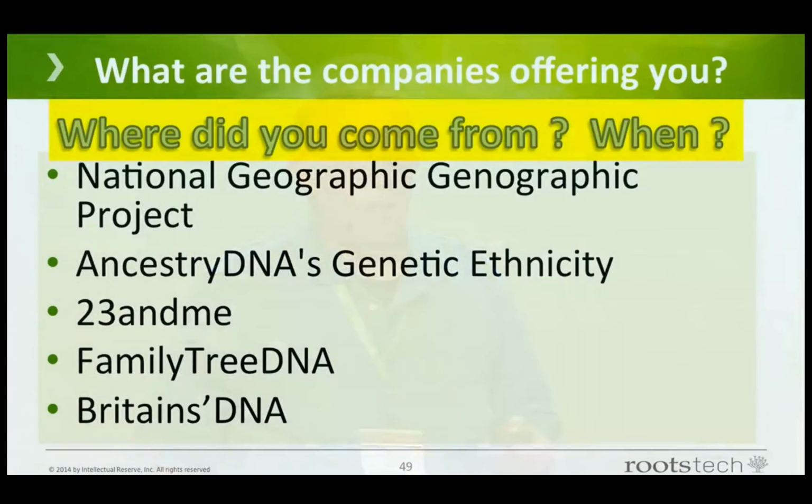Okay, what are the companies offering you? One of the things you hear often is they will tell you where your family came from and when. National Geographic's Genographic project says that. Ancestry's Everything test, which is their genetic ethnicity. 23andMe, Family Tree DNA. Even Britain's DNA will tell you where within Britain your British ancestors came from.